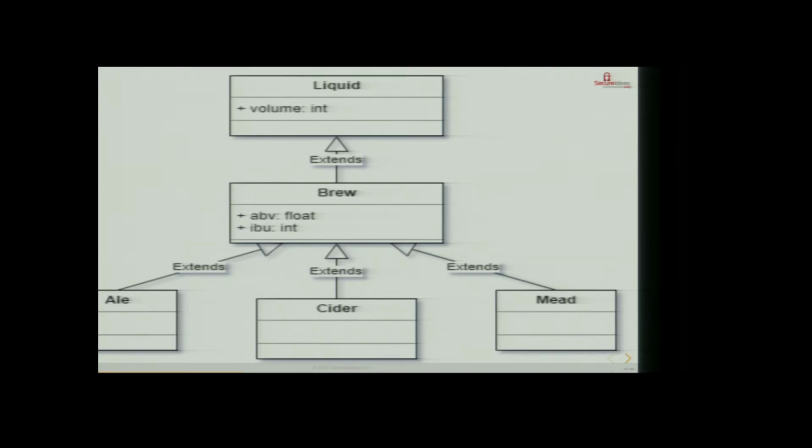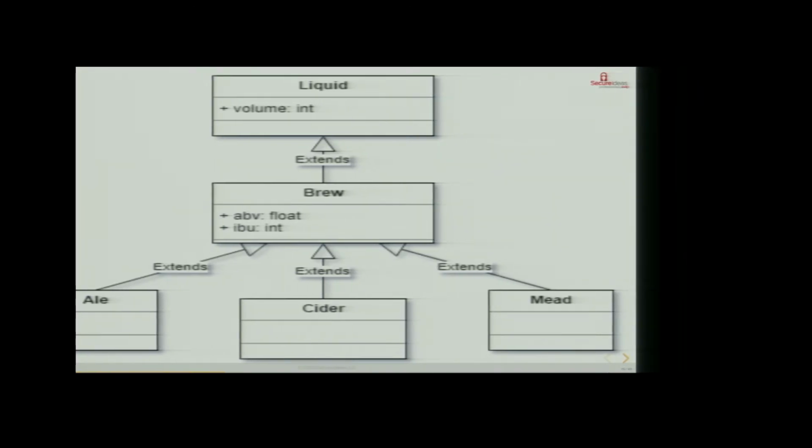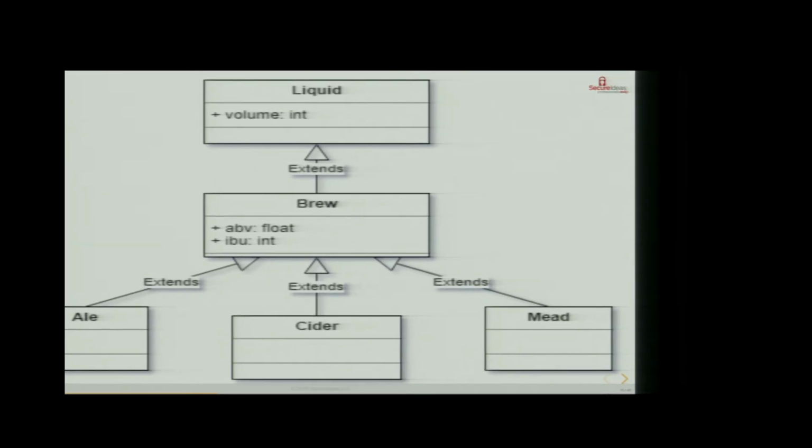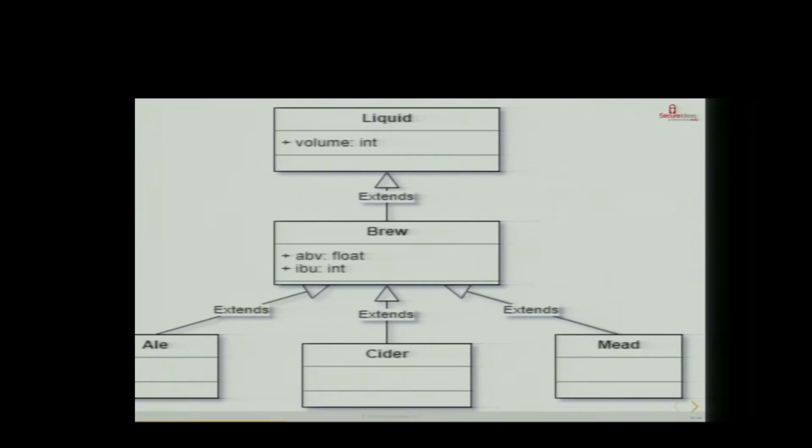And we have IBUs. So everybody who's really into real beer knows what IBU is, right? So for those of you who are drinking a Bud Light, I'm sorry. But IBU is an integer going to be between 1 and 100. Okay, international bittering units. And then we have ales, ciders, and meads as different types of brew. They're all brew, but they're actually different subtypes of brew.